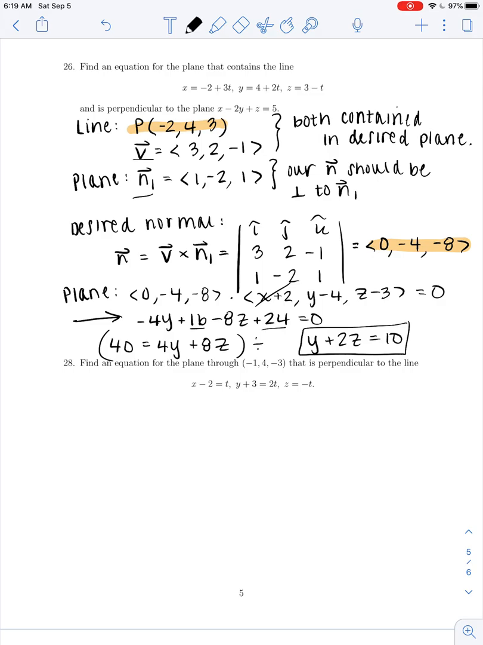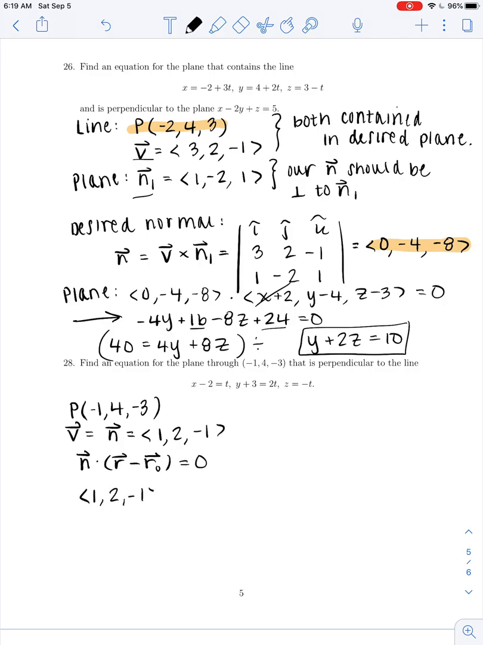All right, this next problem, 28, find an equation for the plane through this given point that is perpendicular to this line. All right, so what we have is a point right away. And then we want to be perpendicular to this line. So in other words, the vector along this line can serve as our normal. So pulling off the coefficients in front of t, we have 1, 2, -1. And so we have all of the pieces that we need. We can pull it all together using n dot r minus r naught equals 0. And so we have 1, 2, -1 dotted with x plus 1, y minus 4, z plus 3 equals 0.